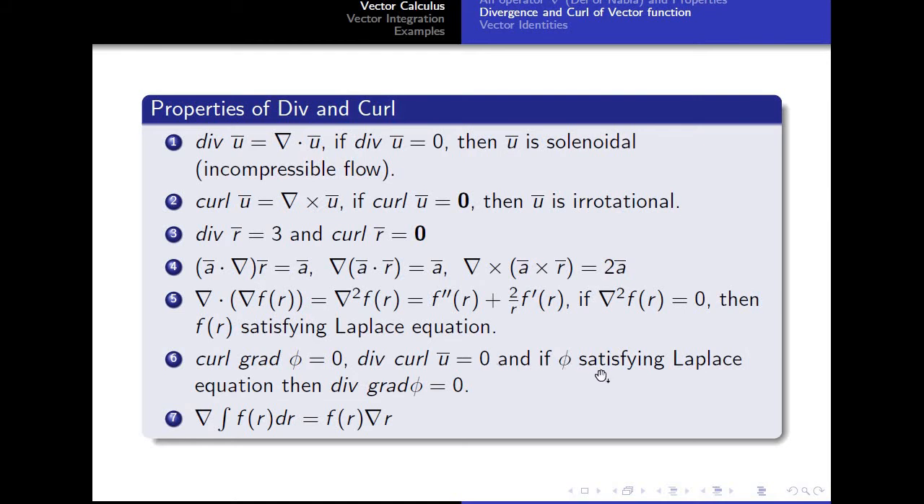If we know that it satisfies the Laplace equation, then we can write the divergence of grad phi is equal to 0. So we get del dot, which is the divergence of the grad of this function, and the divergence of grad of the function is 0. Then this phi satisfies the Laplace equation. The divergence of the integration of f of r is equal to f of r into grad r. We are not using this.